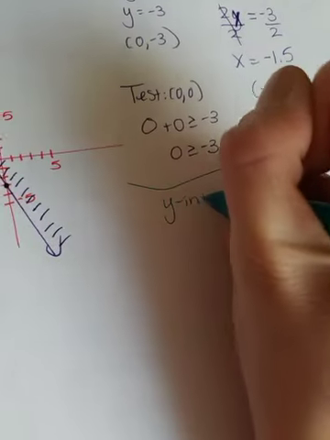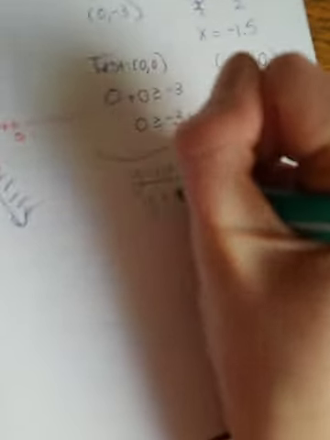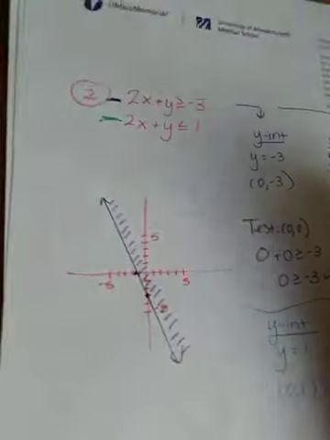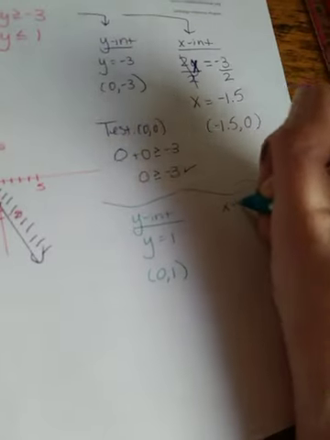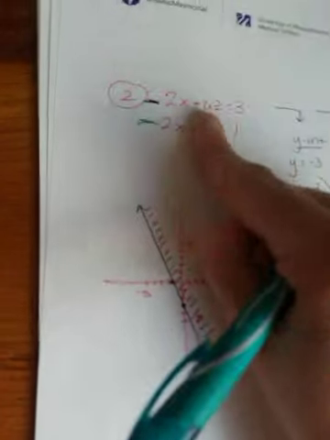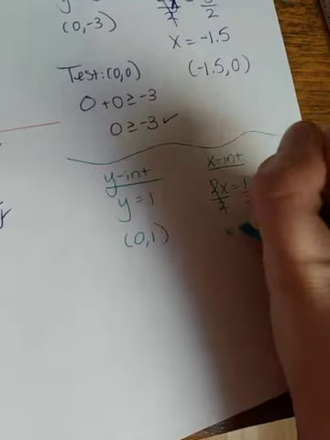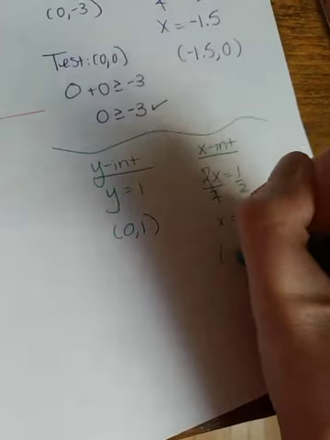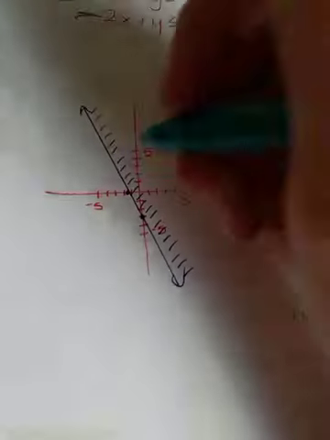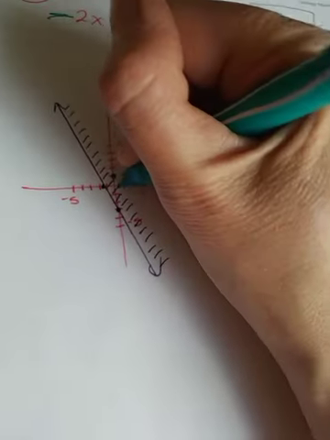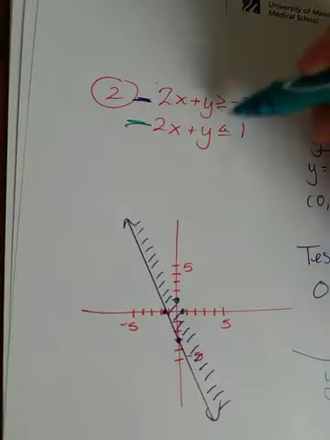Y-intercept. I cover up or put 0 in for the x. I have y equals 1. This one has a y-intercept of 0, 1. Remember, that was the equation there. My x-intercept, I cover up the y. I'm solving 2x equals 1. Divide by 2. I get x equals 1/2. So this one has a y-intercept at 0, 1. It has an x-intercept at 1/2, 0. It is also solid.